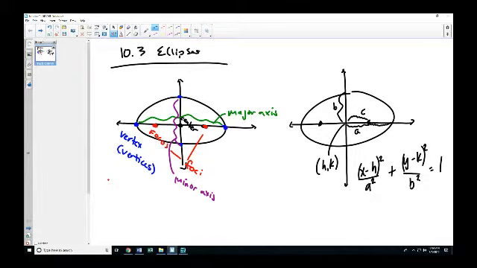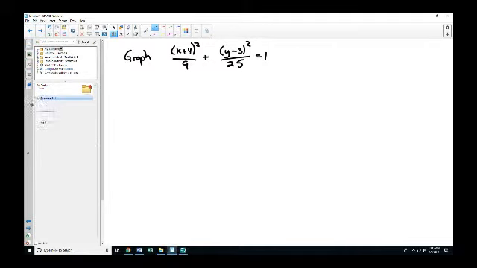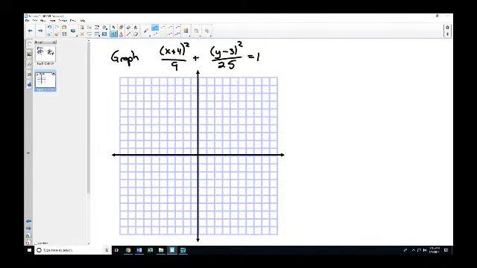to look at this specifically. That's what it's supposed to be, 9 squared. Okay, graph the ellipse. So what's the center?